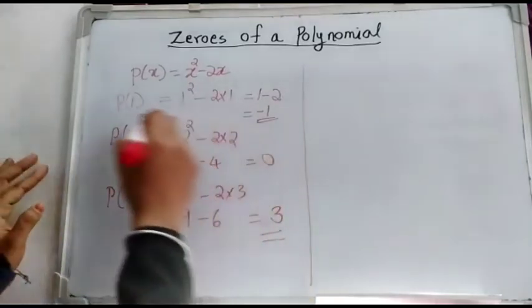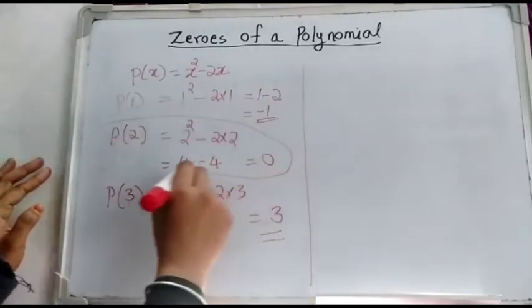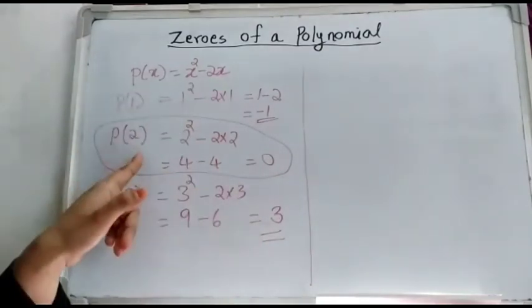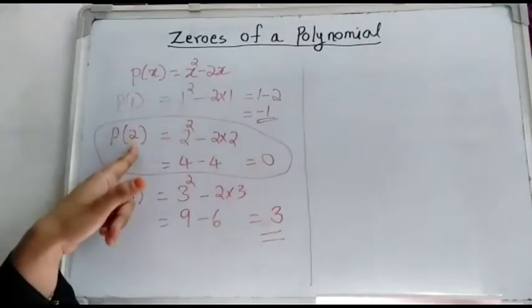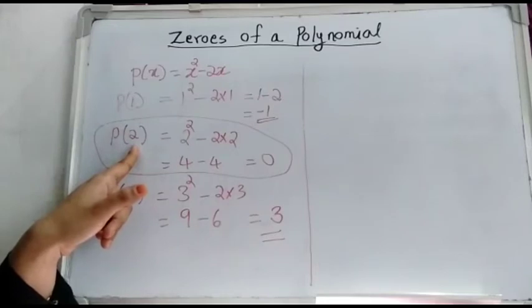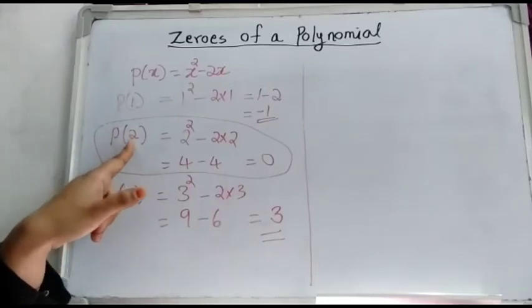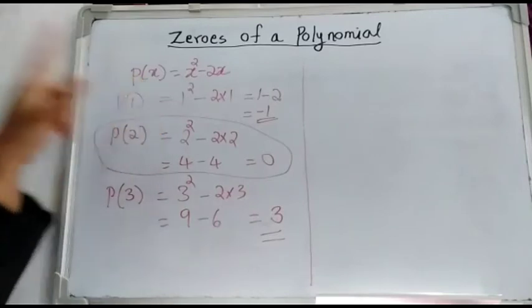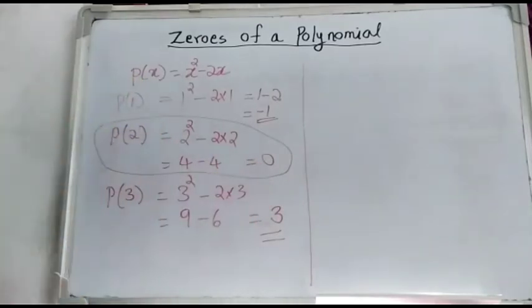When we replace x by 2, we got the value 0. It is very important. All of you listen here. If 2 is called the zero of the polynomial p of x, then p of 2 is equal to 0.